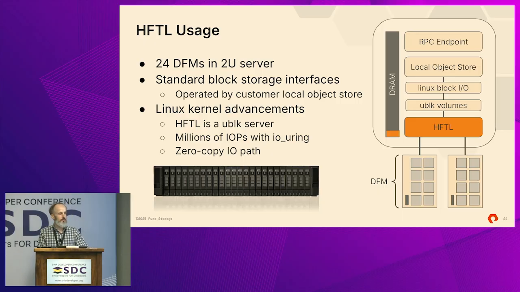This software leverages io_uring for high performance and asynchronous read and write calls to the virtual block devices in the HFTL. And similarly, the HFTL uses io_uring for its internal read and write calls to the DFMs. And thanks to co-design with the customers, it's a zero-copy stack from the DFMs to the object storage layer. So the HFTL is highly efficient and capable of millions of IOPS. In fact, you can find several bug fixes and performance improvements upstream in both ublk and io_uring developed by my colleagues at Pure and our customers. That concludes our overview of the HFTL itself. Now let's look at the configurability features it provides.